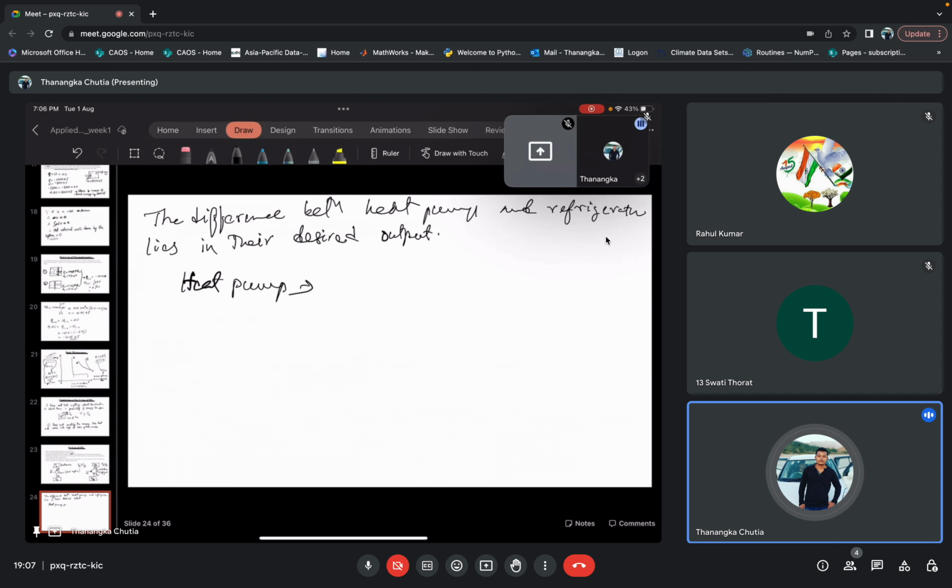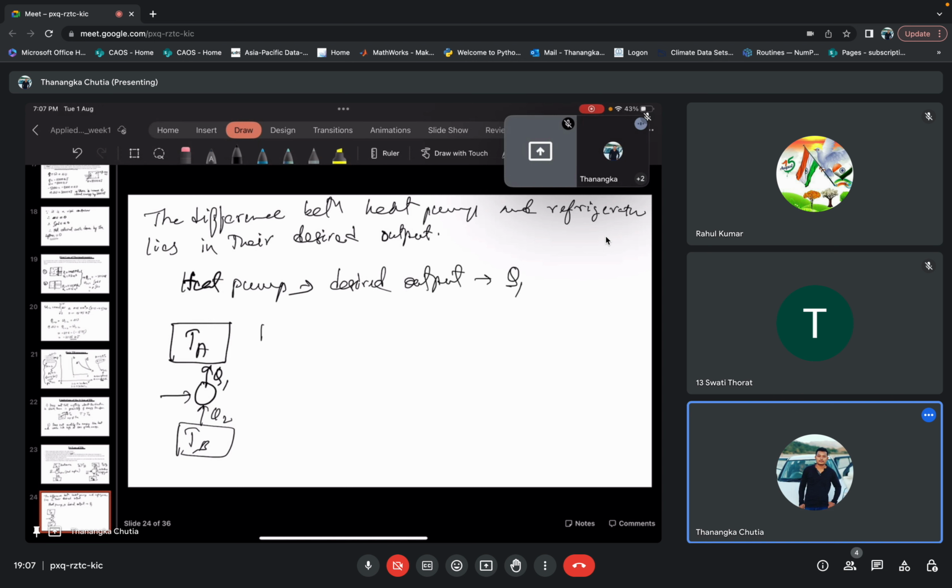So just look at this figure once again. Which one is getting heated? The Ta, the source, is getting heated, and how is it getting heated? By delivering Q1 amount of heat to it. So the heat pump's desired output is Q1. Why? Because its work is to heat something and it is heating that particular body.